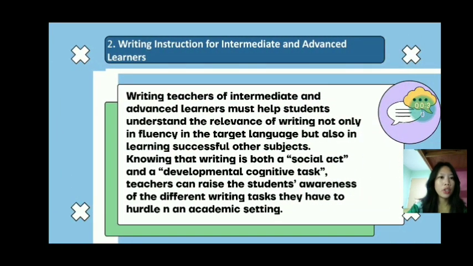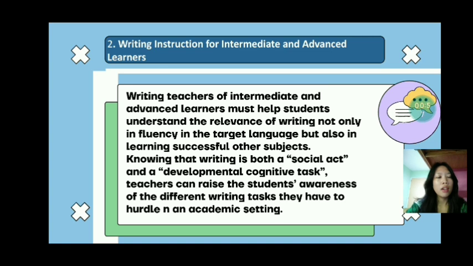So, writing teachers of intermediate and advanced learners must help students understand the relevance of writing, not only in fluency in the target language but also in learning successful other subjects. Knowing that writing is both a social act and a developmental cognitive task, teachers can raise the students' awareness of the different writing tasks they have to hurdle in an academic setting.